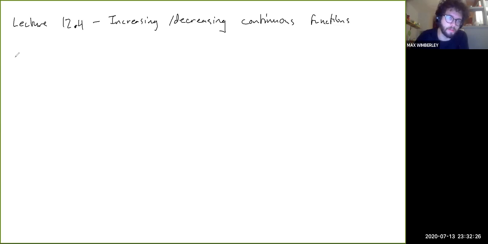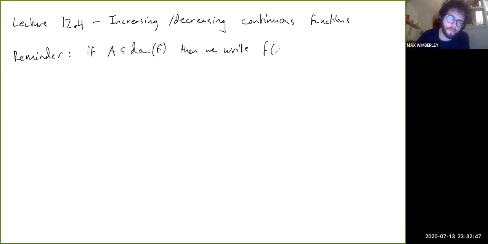For one thing, I want to remind you of what I was saying earlier, because I know I've been using this, but I just want to make sure everyone remembers it. If A is a subset of the domain of f, then we write f of A for the set of values of f of x, where x is in A. So you just evaluate f on every point in A, collect the results into a set, and there you go.